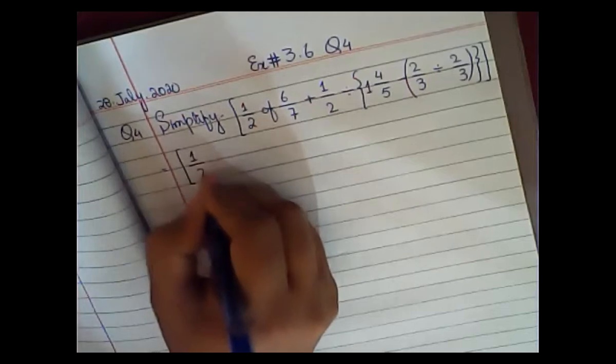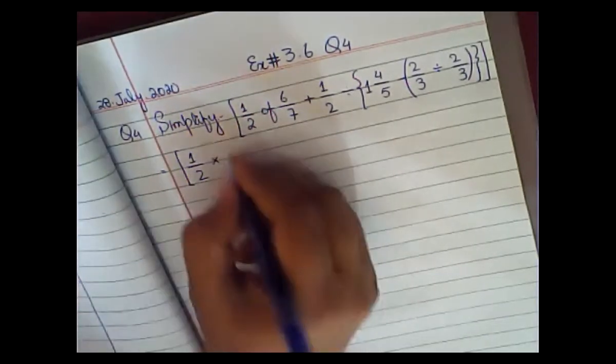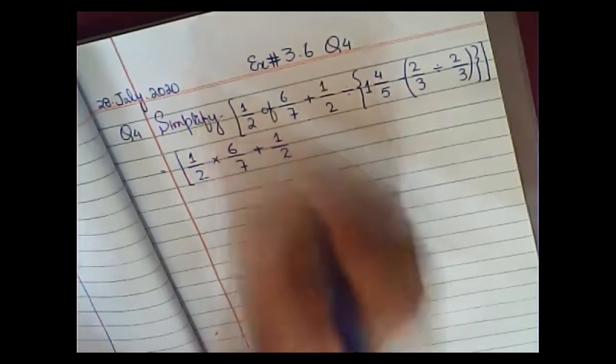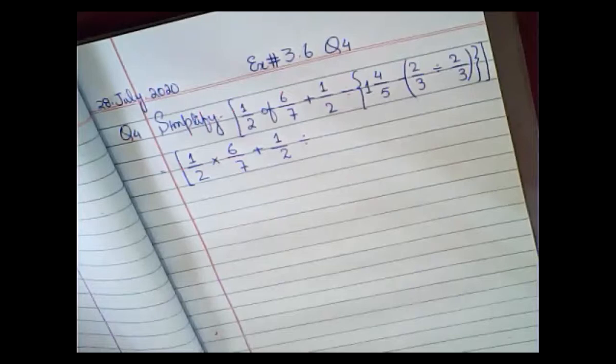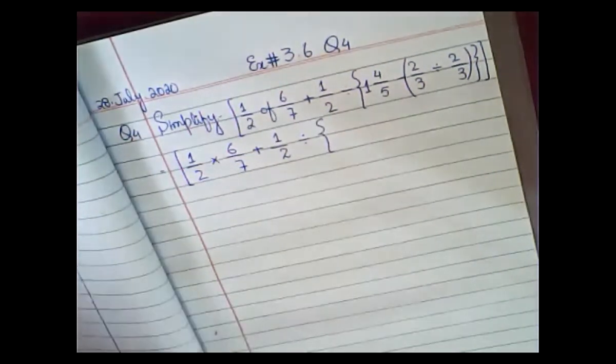1 upon 2 of will be replaced by the sign of multiplication. Then I'm going to write 6 upon 7, then plus 1 upon 2. Then the sign of division. All this thing will remain the same. Then I'm going to write my curly bracket. Do neat and proper work just like I'm doing here.